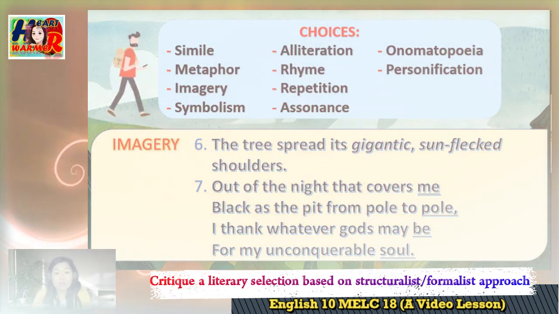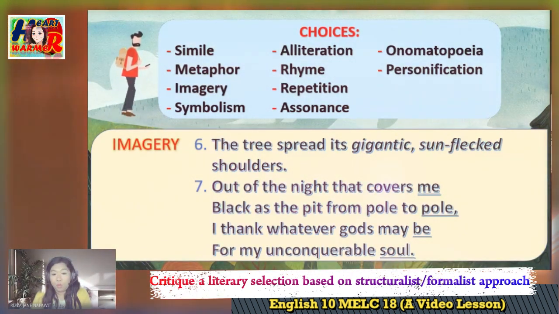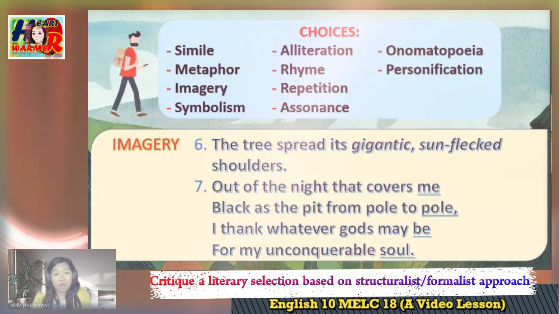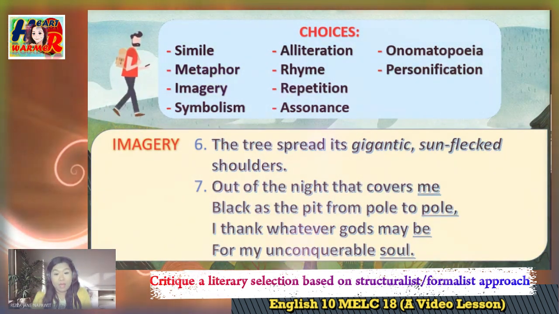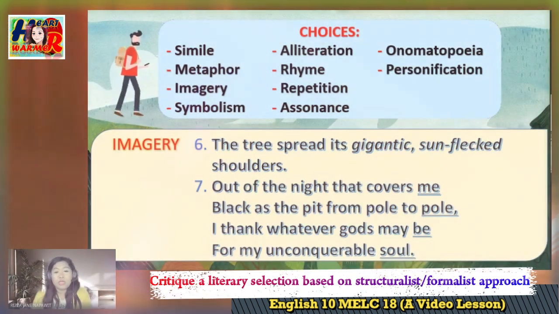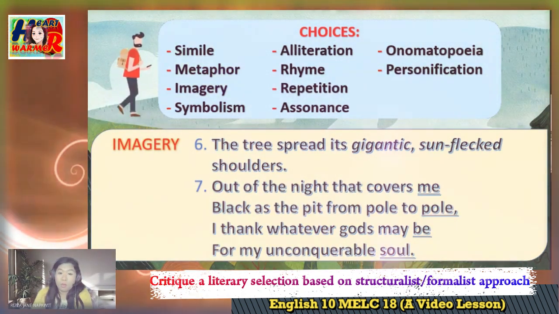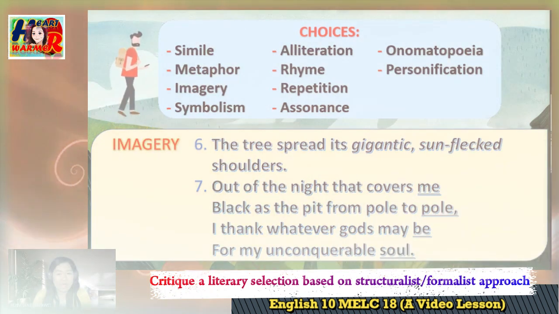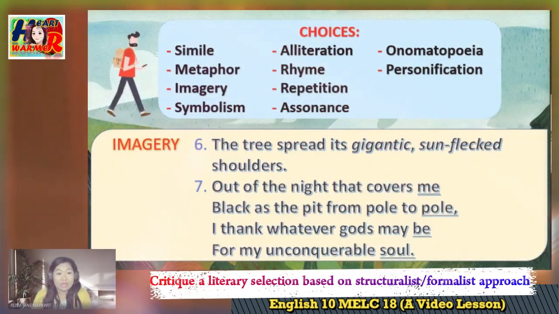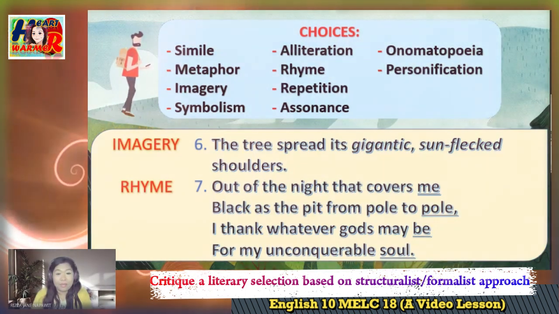Okay? Now let's continue with number 7. Out of the night that covers me, black as the pit from pole to pole, I thank whatever gods may be for my unconquerable soul. So, you see the words that are underlined: me and be, and then pole and soul. What do you notice with the sound? Yes, that is correct. They all rhyme.